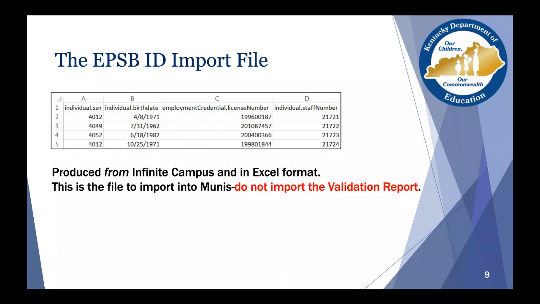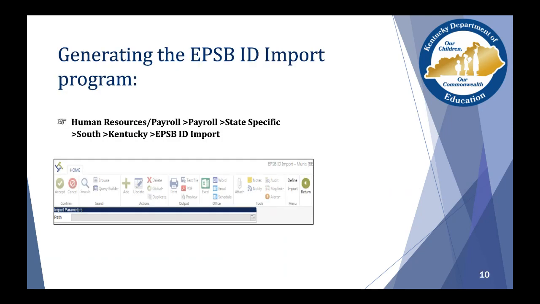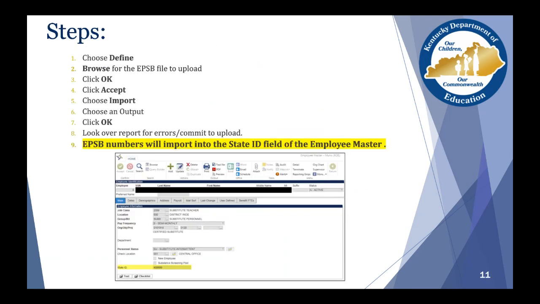A lot of people get confused, and they'll save the validation report to their computer, and it's not the validation report that you're going to want to pull. You're going to want to pull the import file. So this is simply your file, your process to pull that file from Infinite Campus. And here are the steps that you're going to be choosing and going through.